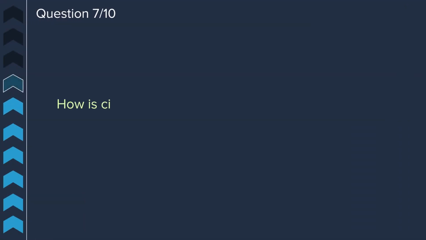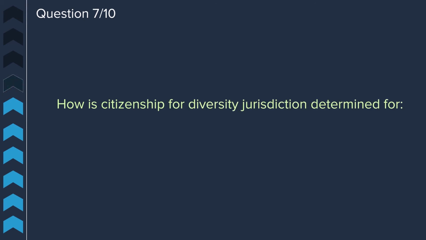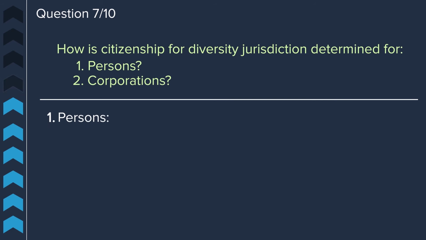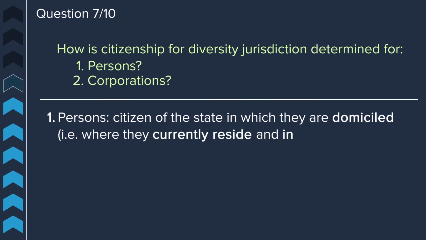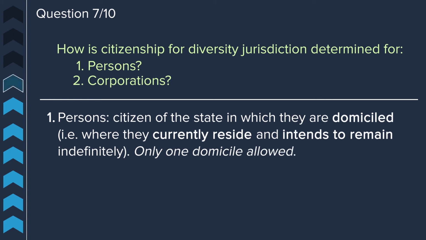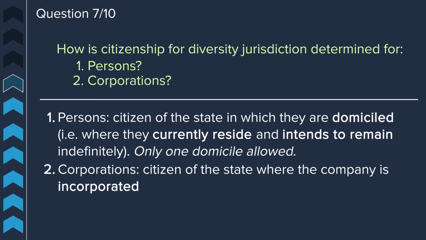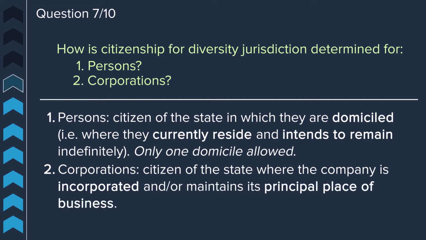Question 7. How is citizenship for diversity jurisdiction determined for 1. Persons, and 2. For corporations? Persons are considered citizens of the state in which they are domiciled, which is where they currently reside and intend to remain indefinitely. Now remember, only one domicile is allowed, meaning you can only be a citizen of one state at a time. Now, for corporations, they're considered citizens of the state where the company is incorporated and/or where they maintain their principal place of business. Now, unlike people, corporations can be citizens of two different states at the same time.